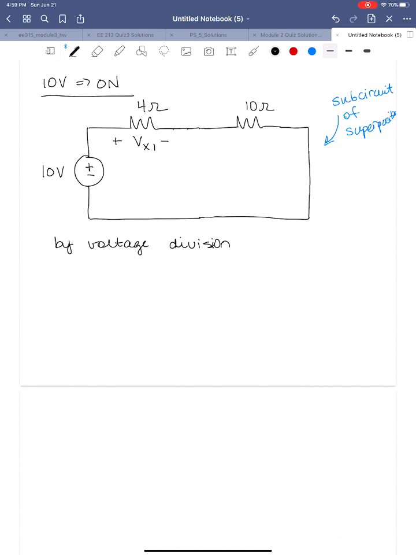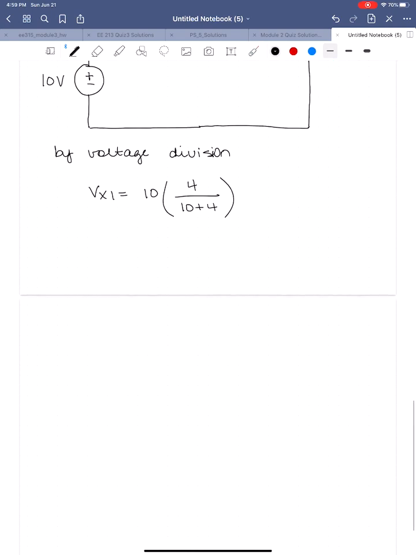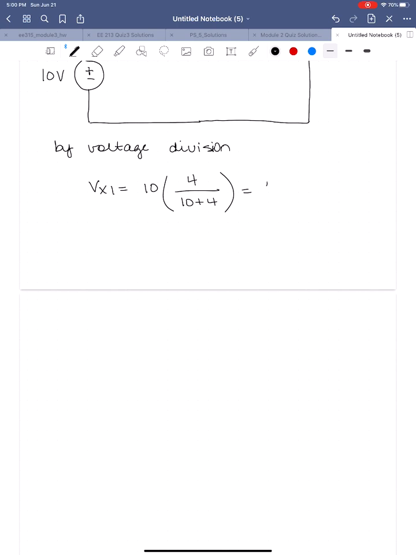So by voltage division, Vx1 is equal to the total source voltage 10 multiplied by the ratio of the resistor we want to know about divided by the series combination 10 plus 4. Is the passive sign convention holding? Sure is. Current is going to flow through this 10 volt source from minus to plus and then flow through the 4 ohm resistor from plus to minus. So this is going to be 40 over 14, or 2.86 volts. That's the first part of that voltage Vx.